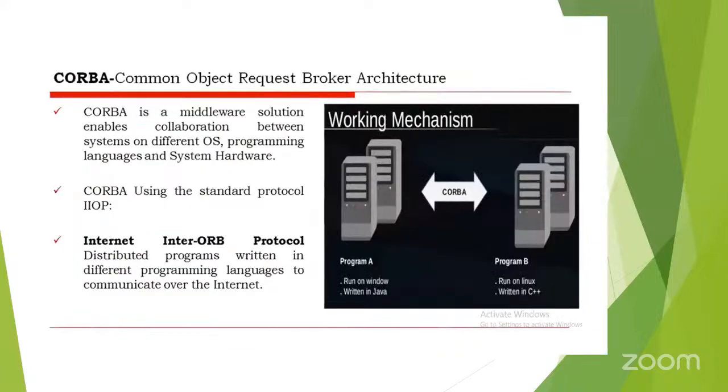Note on this next, CORBA. See here, CORBA is a middleware solution that enables collaboration between systems on different operating systems, programming languages, and system hardware. It is acting as a middleware technology, like a tool, to communicate between different types of systems. Two different systems are made up of two different operating systems and two different programming languages. System 1, System 2.